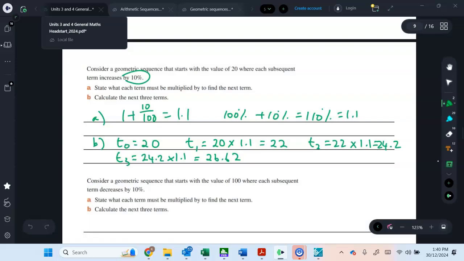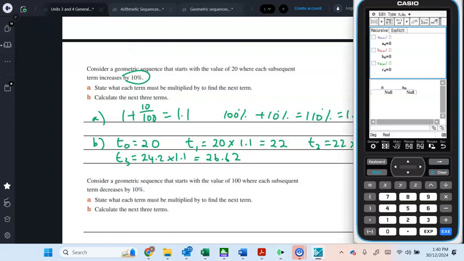So let's go back here. So our common ratio is 1.1 times, and we're just using different letters here, so AN. Okay, there we go. So 20, 22, 24.2, 26.62.